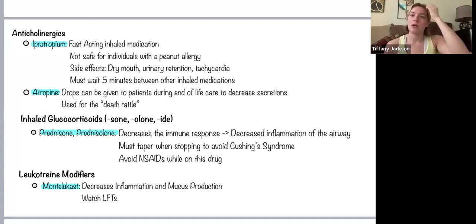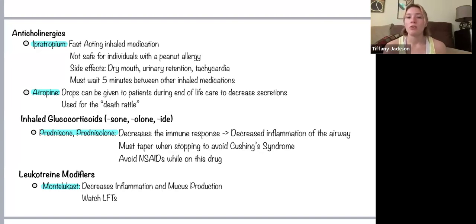Up next, we have our inhaled glucocorticoids. Main thing with our inhaled glucocorticoids is that they put the patient at risk for infection and they raise blood sugar because they are steroids. Okay. What do steroids do? They suppress the immune system. It's very important that we must taper when stopping to avoid Cushing syndrome. And while the patient is on this medication, we avoid NSAIDs.